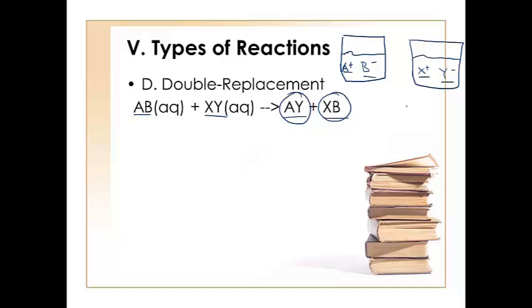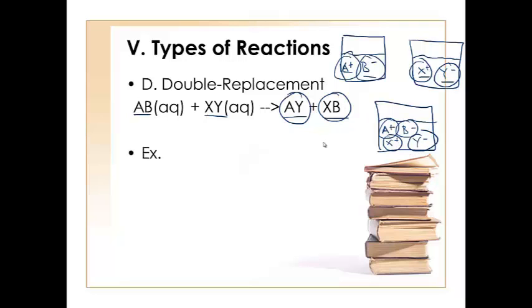Now one of these things has to actually stick together. If you put them into solution and neither of these stick together, in other words, you have A plus, B minus, X plus, and Y minus, none of these combinations is a gas, a precipitate, or a molecular compound. Then basically no reaction took place because you had 4 ions when you started. If you have the exact same 4 ions when you're done, no reaction took place.